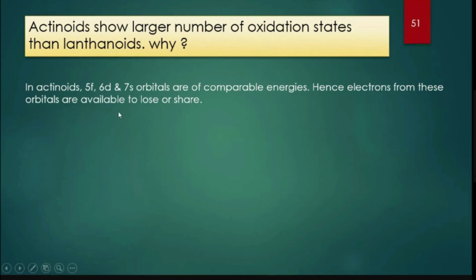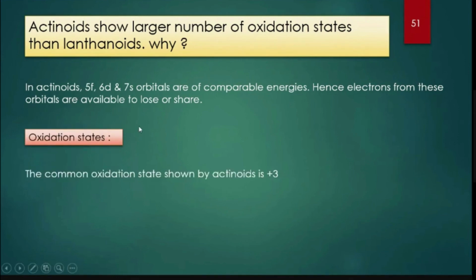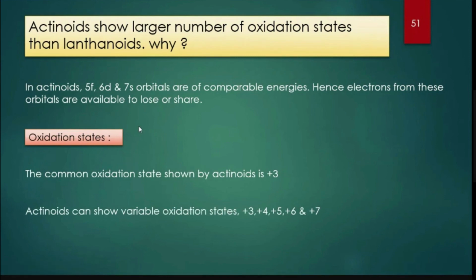Because of which, more number of electrons are available for bond formation, either to lose or to share. Hence, electrons from these orbitals are available to lose or share. They are going to have a larger number of oxidation states. The reason is very simple. In actinides, 5f, 6d and 7s orbitals are of comparable energies. That means all these orbitals have more or less the same energies. Hence, electrons from these orbitals are available either to lose or to share in order to form bonds. That is why actinides, when compared with the lanthanides, have a larger number of oxidation states.